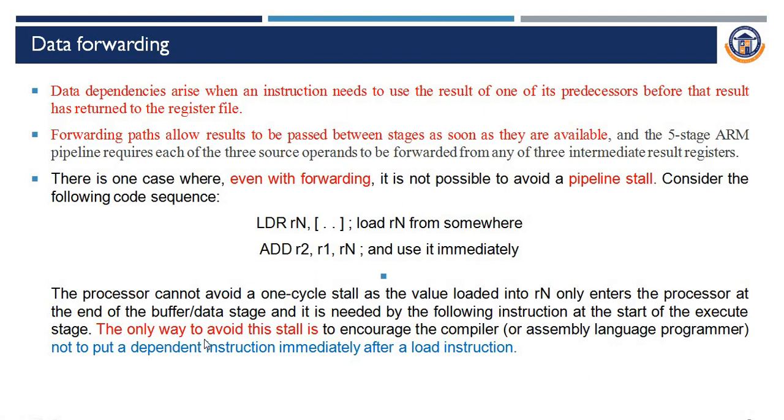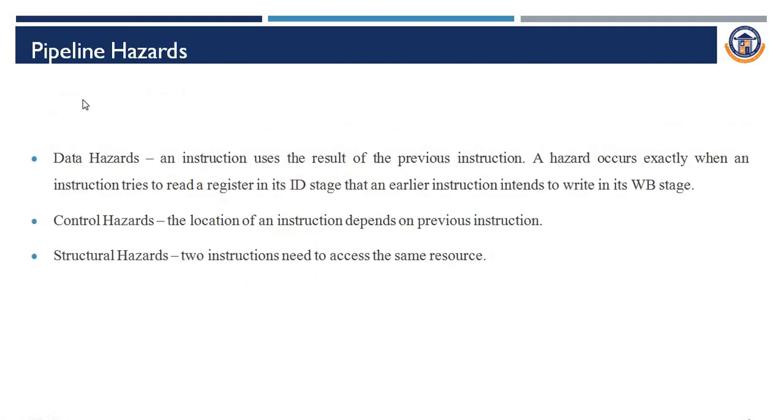The only way to avoid the stall is to encourage the compiler not to put the dependent instruction immediately after the load instruction. Here the dependent instruction is ADD, which uses Rn immediately after the LDR, so we need to avoid these kinds of things. From these stalling data dependencies, we have to know about pipeline hazards.